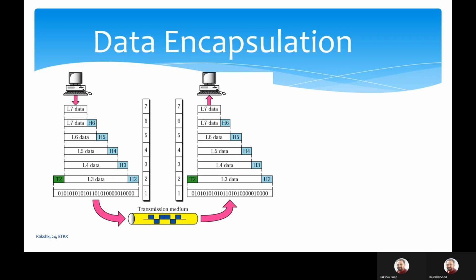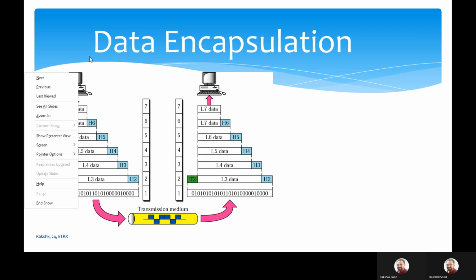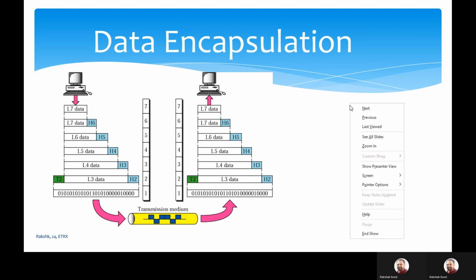To understand this concept better, we have the concept of data encapsulation. So if you see here, right at the left of your screen, you have the source user A, who has data to send at L7, that is layer 7, the application layer. When it passes on to L6, that is layer 6, the presentation layer, it will attach its own header there. So that is the header of the presentation layer.